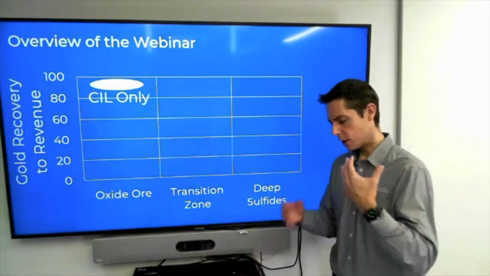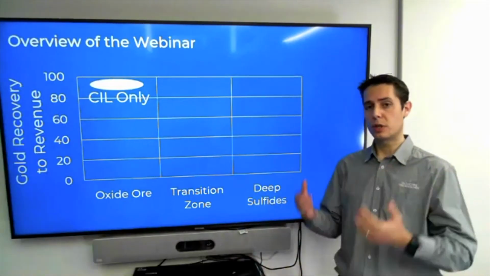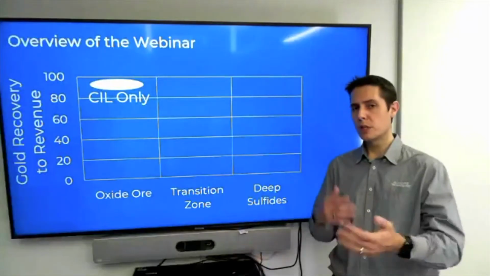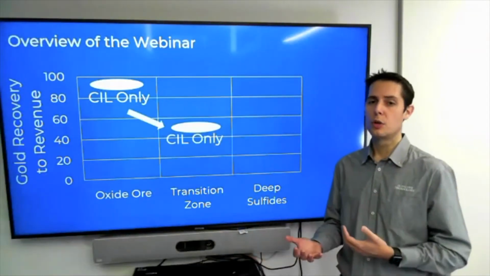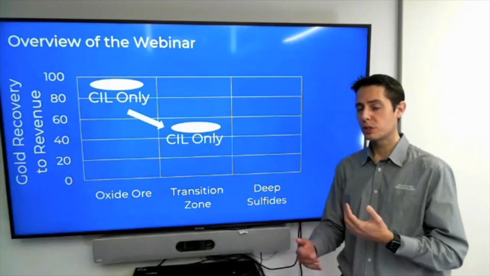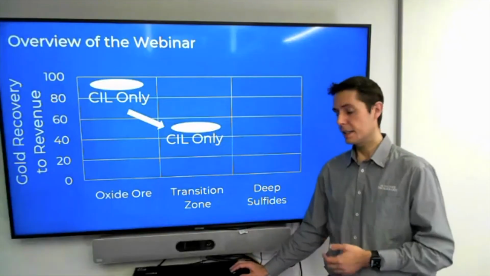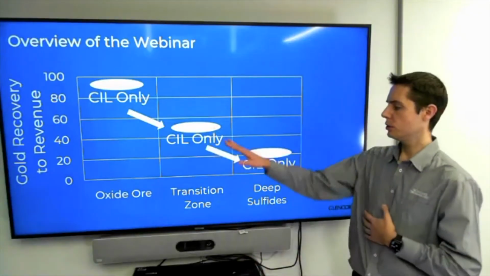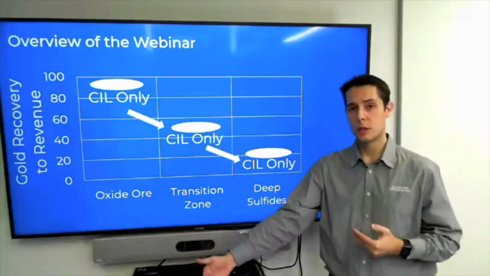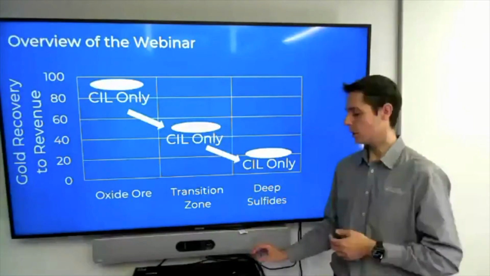But when you start going deeper into this ore body, you start perhaps even having to go underground. You then start moving from this free milling oxide ore into a transition zone where you start to have sulfides present, and that's where you can see a drop in your gold recovery. And if you keep going deeper and deeper into your ore body, you might even see a further drop in your recovery through just the standard CIL circuit.